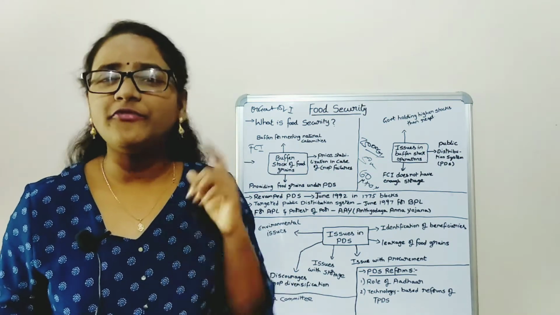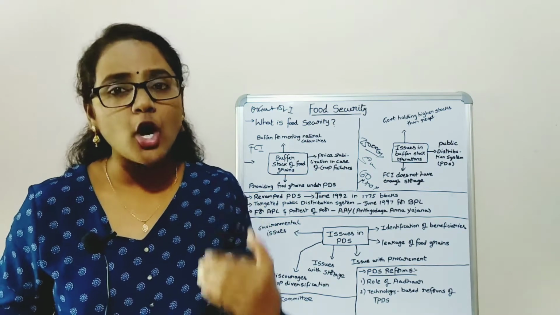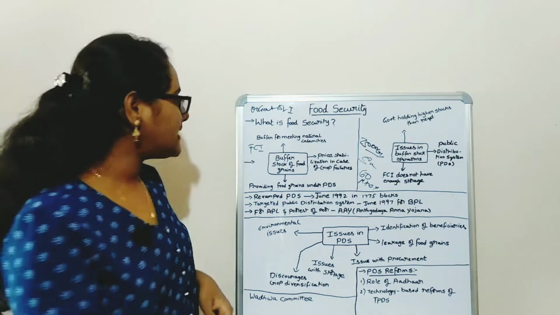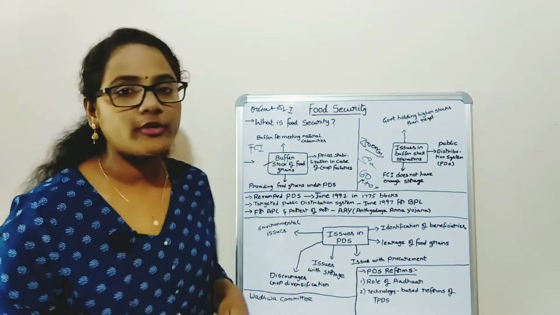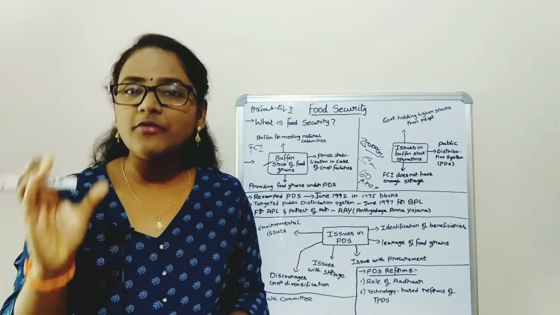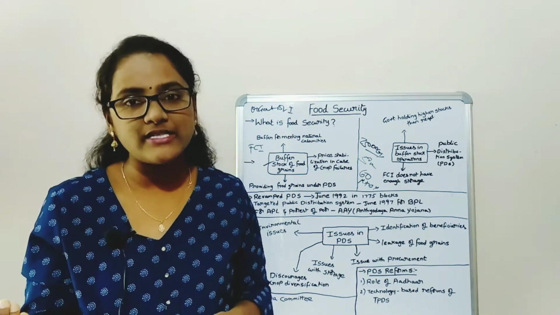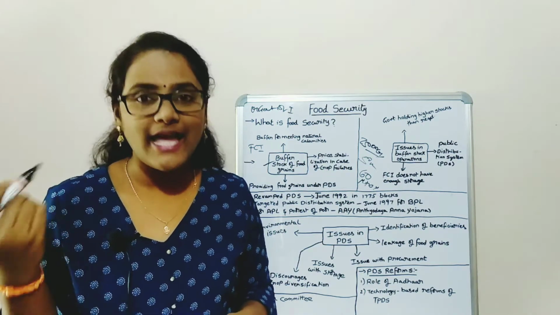India is one of the few countries in the world that has government-held stock of food grains. That is nothing but the buffer stock of food grains. What is meant by buffer stock? It refers to the reserve of a commodity that is used to offset price fluctuations and unforeseen emergencies.